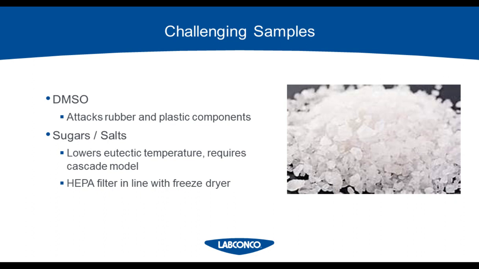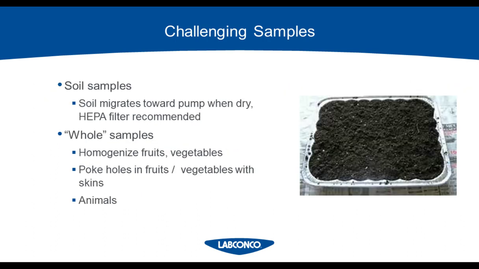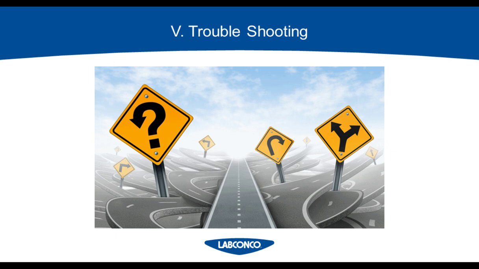Sugars and salts tend to lower the eutectic temperature of your sample, which may require a cascade or -84-degree model. And a HEPA filter would be useful in line to protect your vacuum pump from any particulates coming through. Soil samples also tend to migrate towards the pump once they become dry, so a HEPA filter is recommended for soil samples. If you're running whole samples, it's best to homogenize those samples, or at a minimum, poke holes in those samples to allow the vapors to leave.